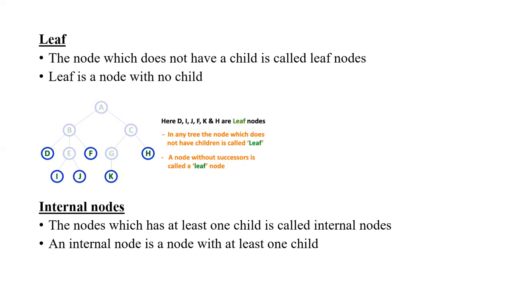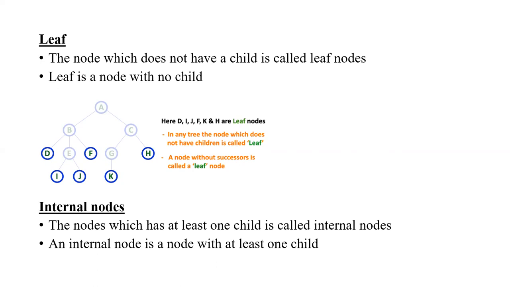Leaf. The node which does not have a child is called a leaf node. A leaf is a node with no child. Here, D, I, J, F, K, and H are leaf nodes. Those nodes do not have any children, so they are called leaf nodes. A node without any successors is called a leaf node.